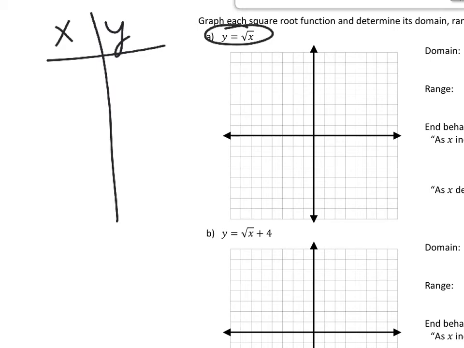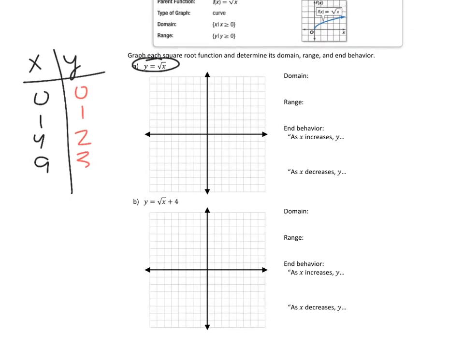So first I'm going to pick x is 0, x is 1, x is 4, and I'll go up to 9. Now I'm going to plug that into the rule, the square root of x, and get my output. So the square root of 0 is 0, the square root of 1 is 1, the square root of 4 is 2, the square root of 9 is 3. So that's kind of like step 1. I'm going to make a chart or a table. Step 2 is I'm going to plot those points.